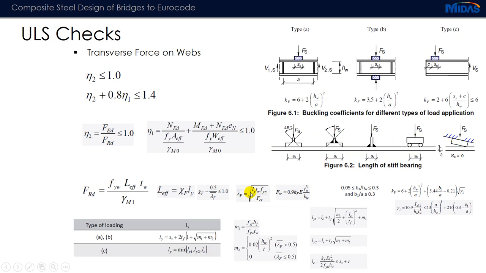Okay, and then we calculate eta 2 and eta 1. Eta 1 is straightforward from the equation of combined axial and moment capacity ratios, and eta 2 is FEd upon FRd. FRd is the transverse force resistance. FRd is calculated by using an effective length formulation. L effective is again calculated using Ly, which is basically different for different types of force application.